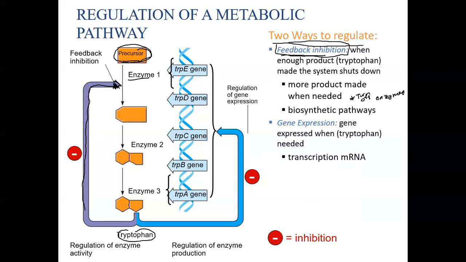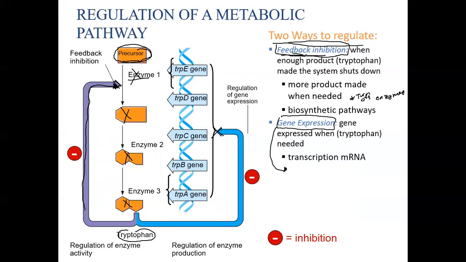So basically what this pathway in purple is showing you is that if we made enough tryptophan, which is our product, we can actually turn off the enzymes. Now, what is the difference between that and this form of feedback inhibition of gene expression? Let's say you make enough tryptophan. Tryptophan is going to turn off the enzymes that have already been made, but also tryptophan is going to stop the production of the enzymes to help make it.